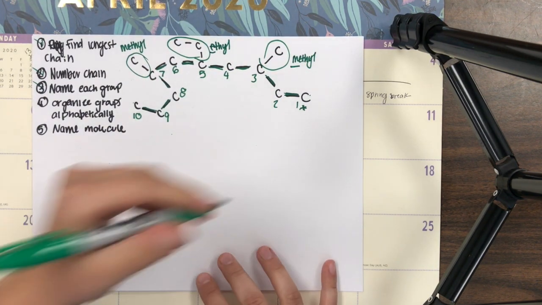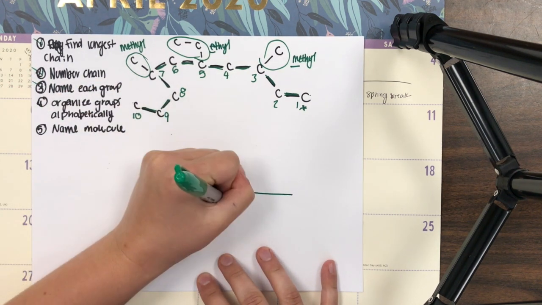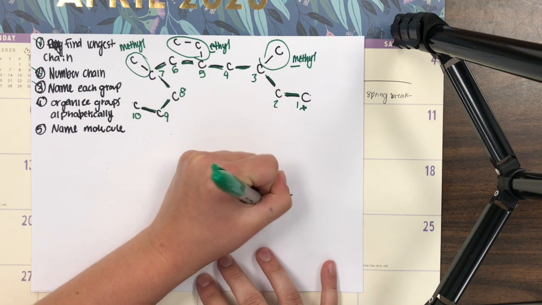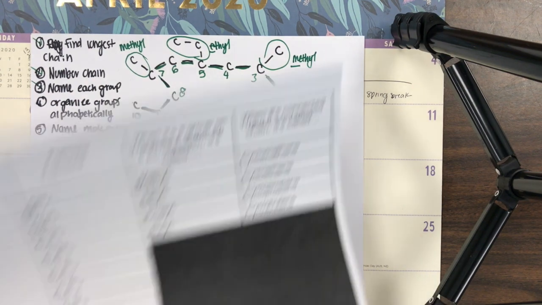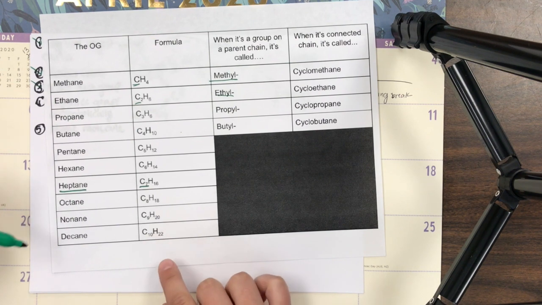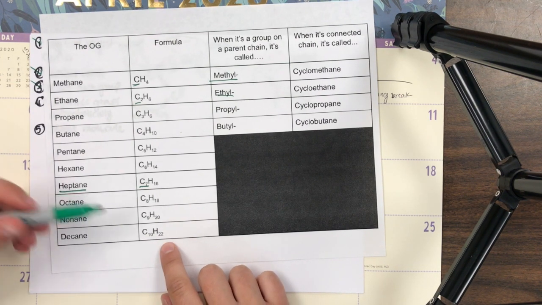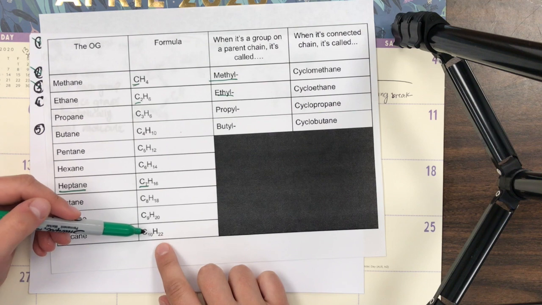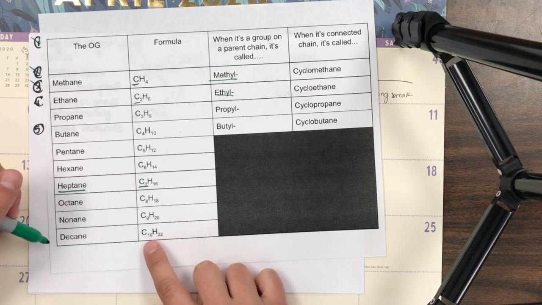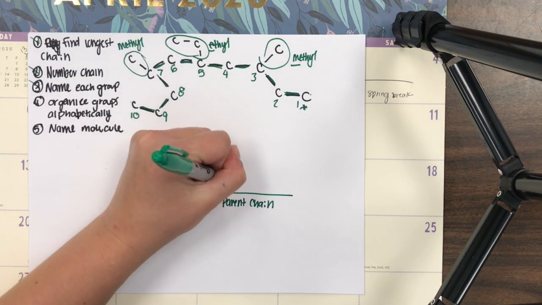What I should have done before I did this is name my parent chain. Again, you can reference your chart. My parent chain has 10 carbons in it. Don't worry so much right now about the number of hydrogens. This is the formula for a straight chain alkane, but this isn't exactly that. Remember, these are branched. So the name for a 10 carbon chain is decane. So my parent chain is called decane.